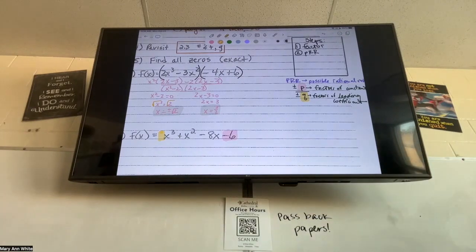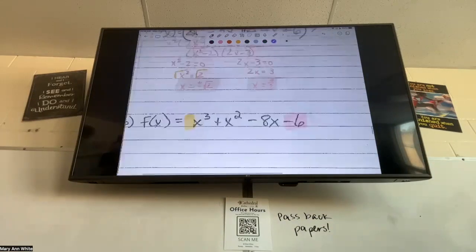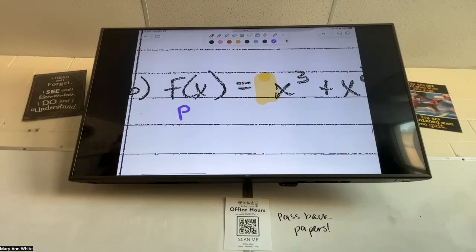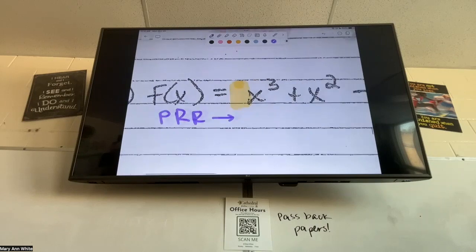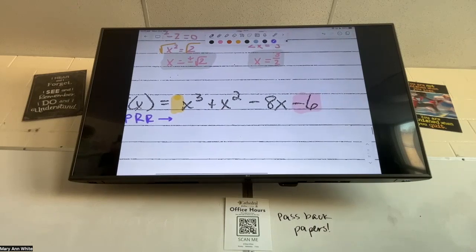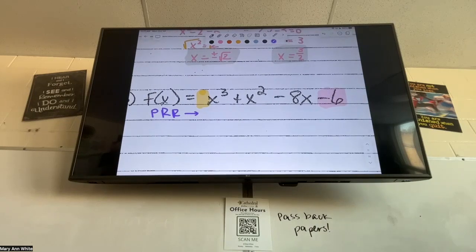Okay, so let's go list our PRRs. And I like to label them PRR, so I know what I just made a list of. Okay. First, we're gonna do factors of 6. So what are some things that multiply to be 6? 2, 3, 6, and 1. Good. You can list them in whatever order you want. I'm gonna do them in numerical order. So I did 1, 2, 3, and 6.